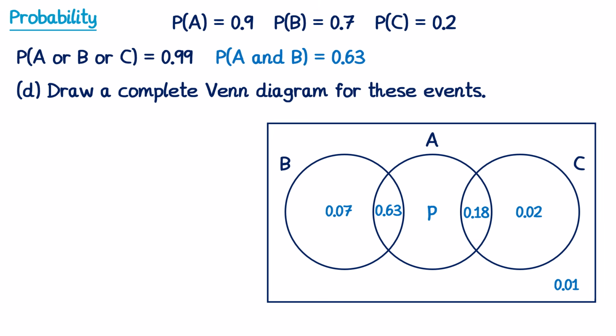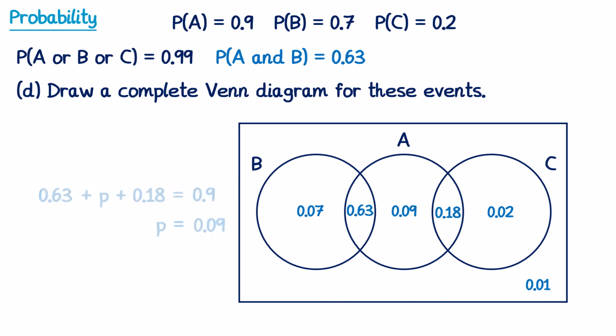And finally, if we look at this circle here, these must add together to give the probability of A, which is 0.9, so we can form this equation here. If you subtract 0.63 and 0.18 from both sides, you find that P is equal to 0.09. So we can put that onto the Venn diagram as well, and the Venn diagram is now complete.